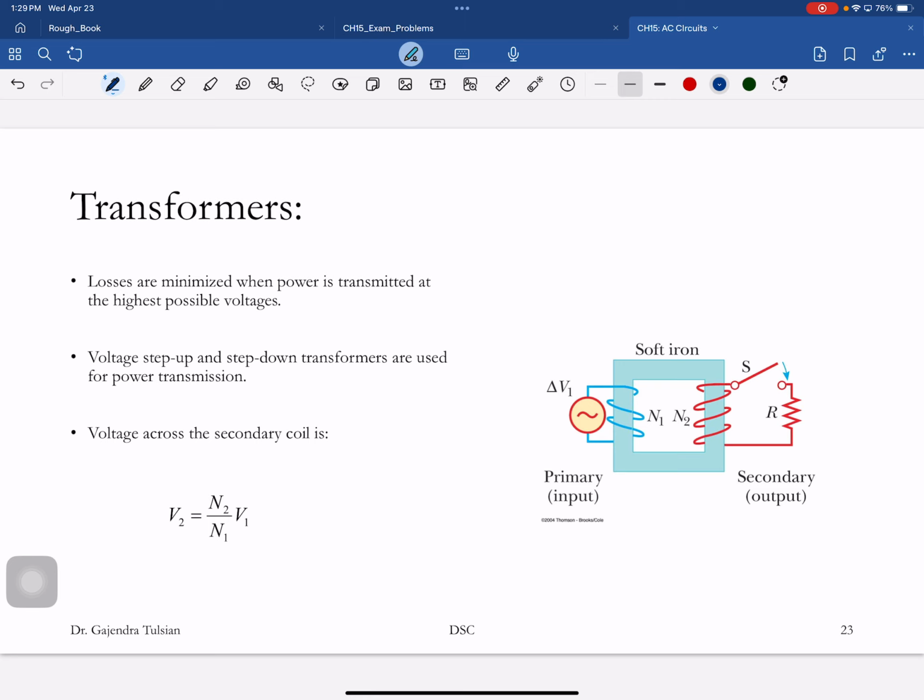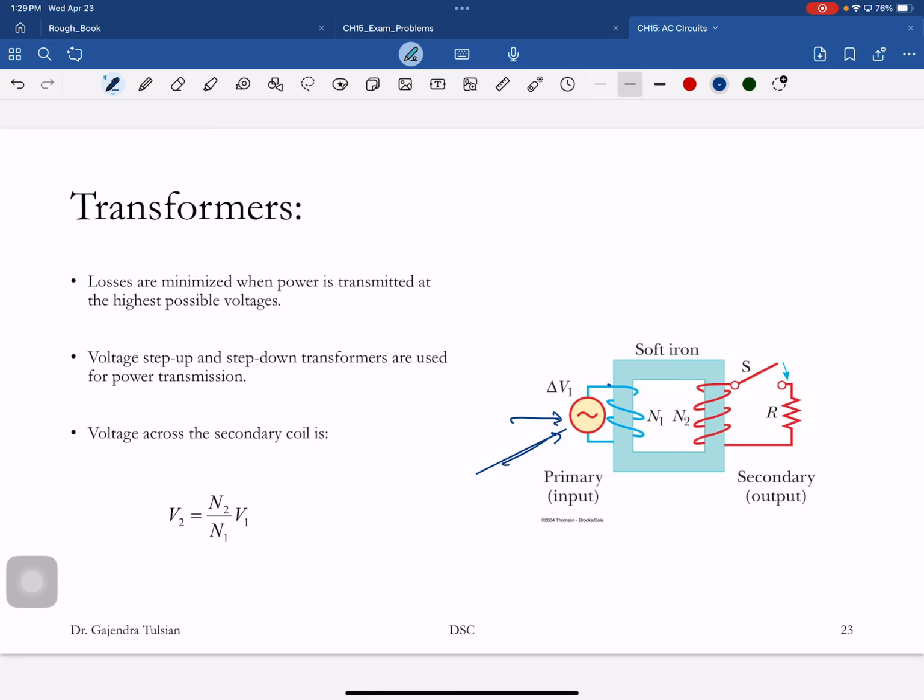All right, so here's an important application of Faraday's law. You can step up and step down voltages for AC voltages. You can't do this for DC. If you wanted to do it for DC, you would have to convert it to AC and then back to DC. Okay? All right, so here is a transformer.